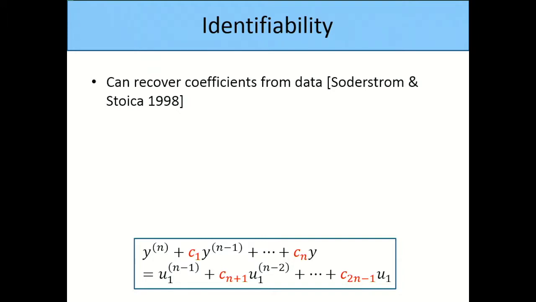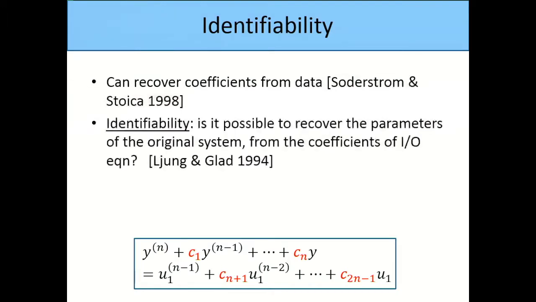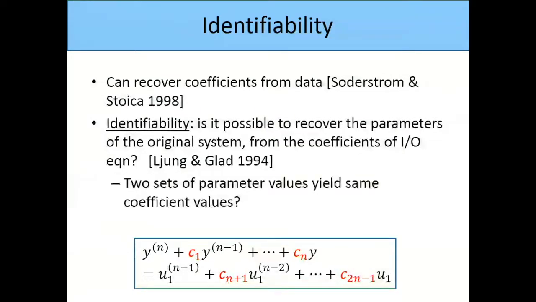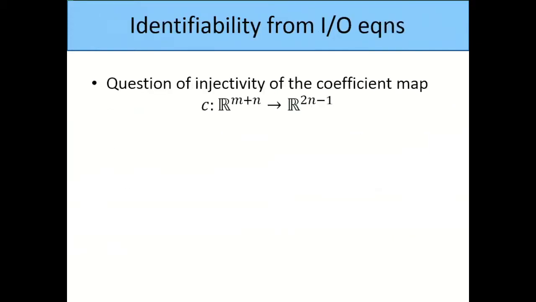All right. So we get this input-output equation. We're assuming we can recover values of the coefficients. So then the identifiability question is: is it possible to recover the parameters from these coefficients? Why wouldn't we be able to do that? Well, what if two sets of parameter values yielded the same coefficient values? So what we're really asking is, is the coefficient map 1-to-1? Is the mapping from my parameters to these coefficients a 1-to-1 map?